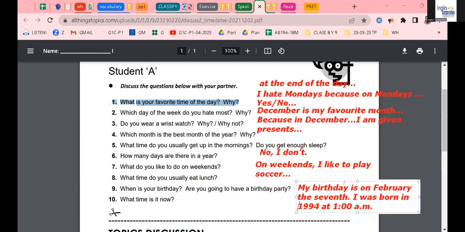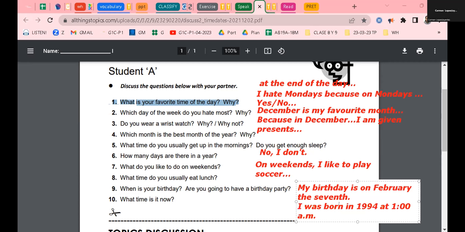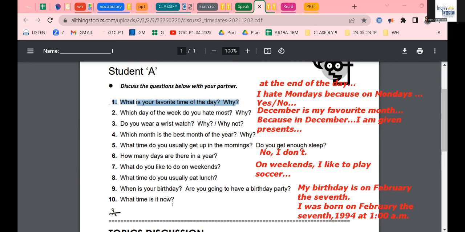Entonces, podríamos haberle empezado de otra manera. My birthday is on February the 7th, el 7 de febrero. Y nací en el año 94. So, what time? At 1 a.m. Or you can start, I was born in February the 7th. También podríamos iniciarla desde acá. I was born in February the 7th, 1994 at 1 a.m. And what time is it now? It's 11 past 9.